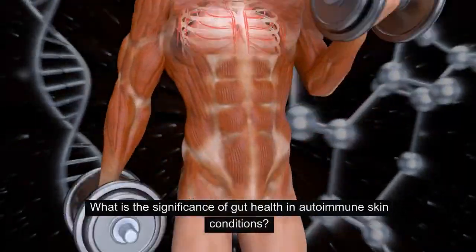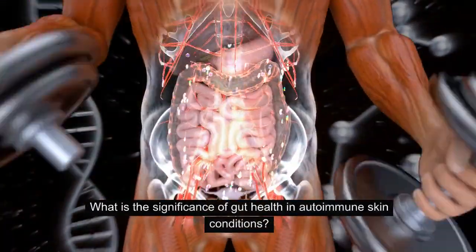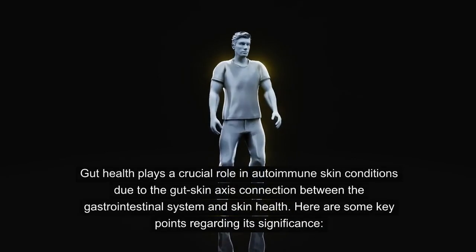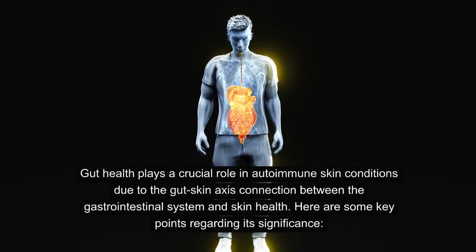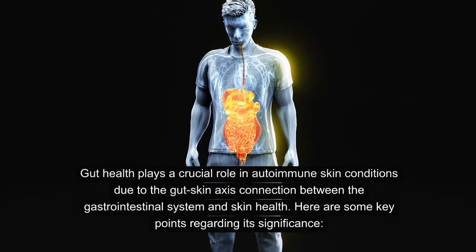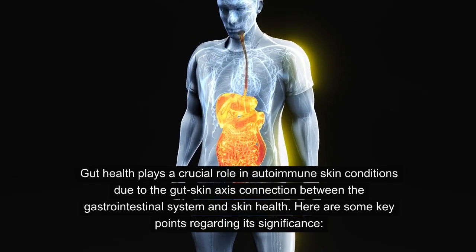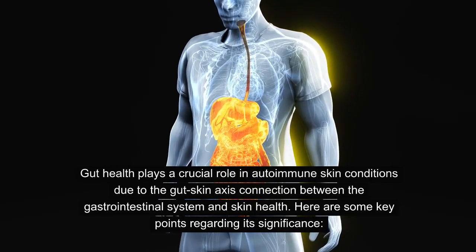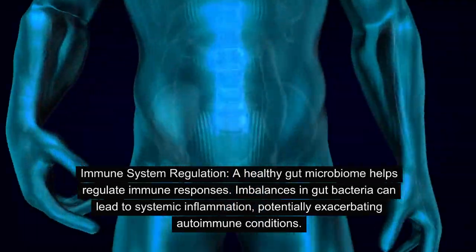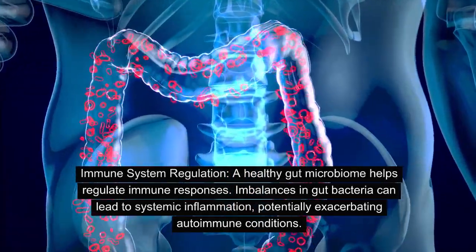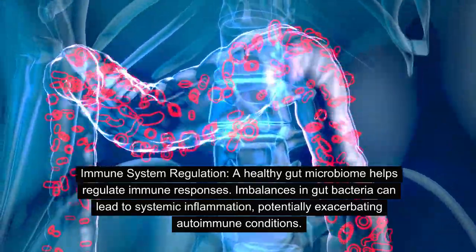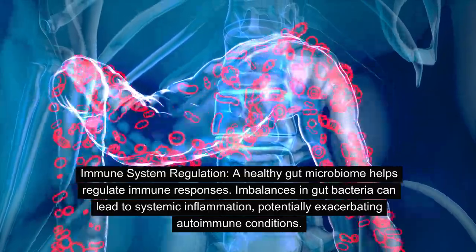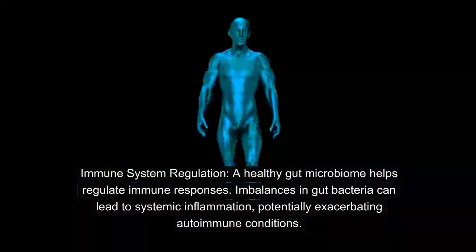What is the significance of gut health in autoimmune skin conditions? Gut health plays a crucial role in autoimmune skin conditions due to the gut-skin axis connection between the gastrointestinal system and skin health. Here are some key points regarding its significance. Immune system regulation. A healthy gut microbiome helps regulate immune responses. Imbalances in gut bacteria can lead to systemic inflammation, potentially exacerbating autoimmune conditions.